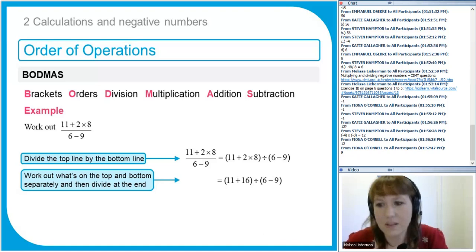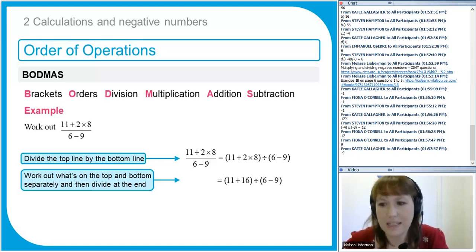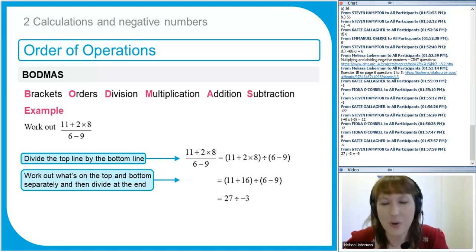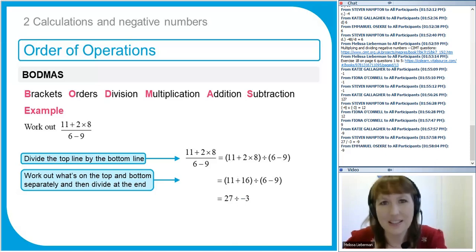And that gives us 11 plus 16 divided by 6 minus 9. So 27 divided by -3, a positive number divided by a negative number. By the way, you would never have anything as difficult as this in the exam. I just want to throw in order of operations with negative numbers so you can practice 2 things at once.